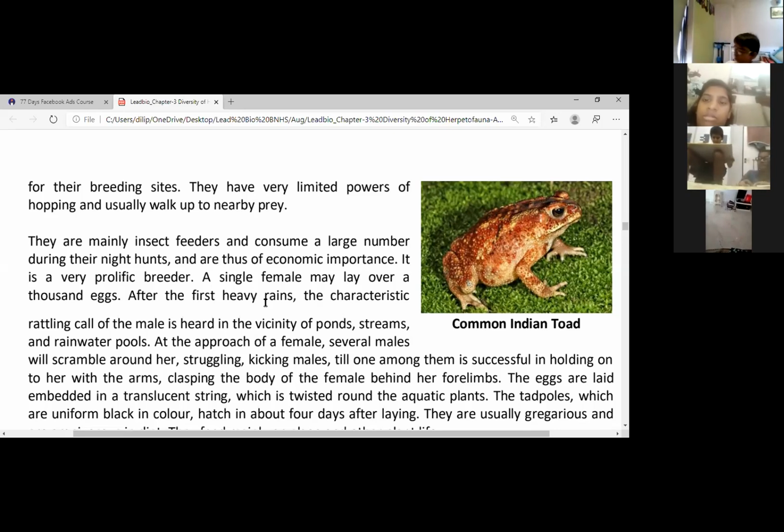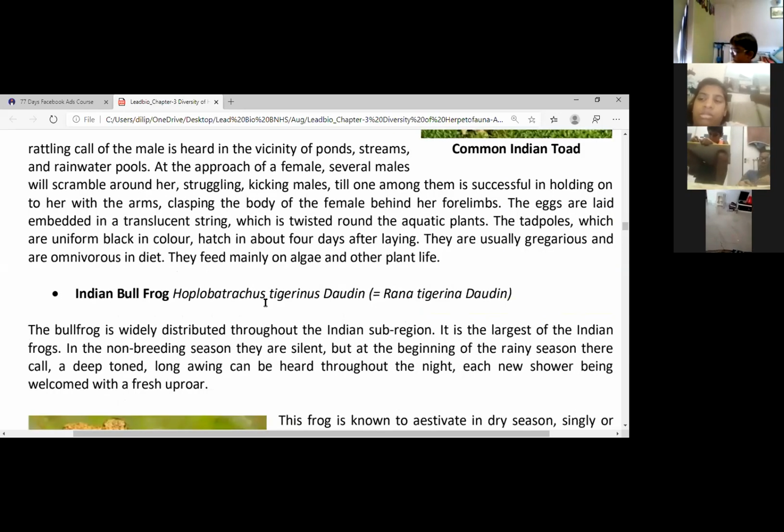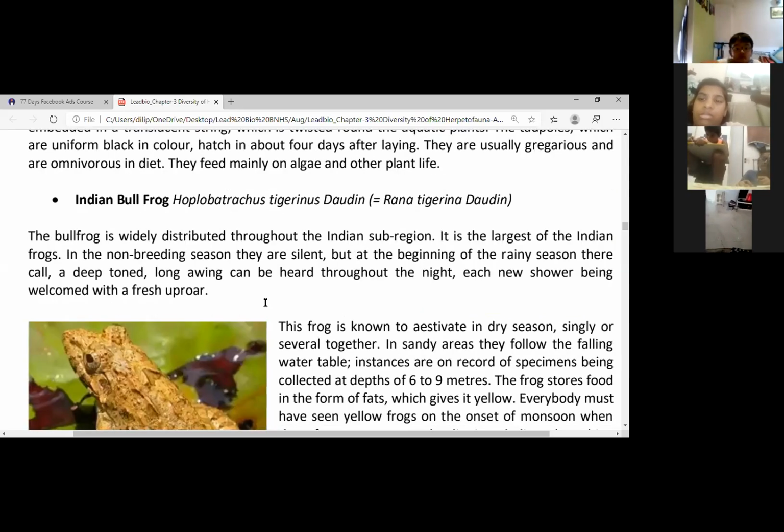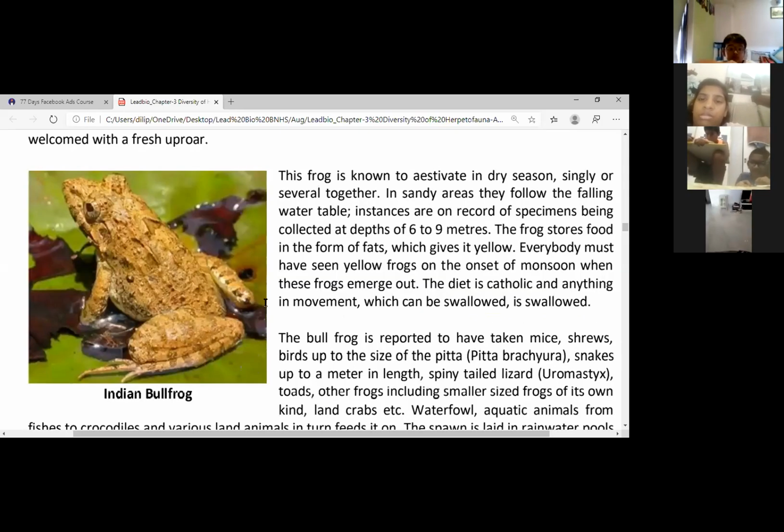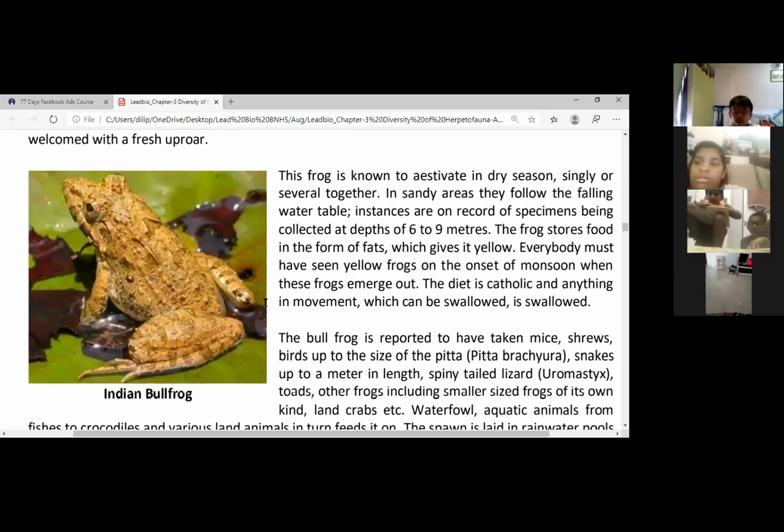Okay. Now this is an Indian bullfrog. This is the largest frog that is found in India. Largest, meaning how big is it? This big. The largest frog found in India is called Indian bullfrog.